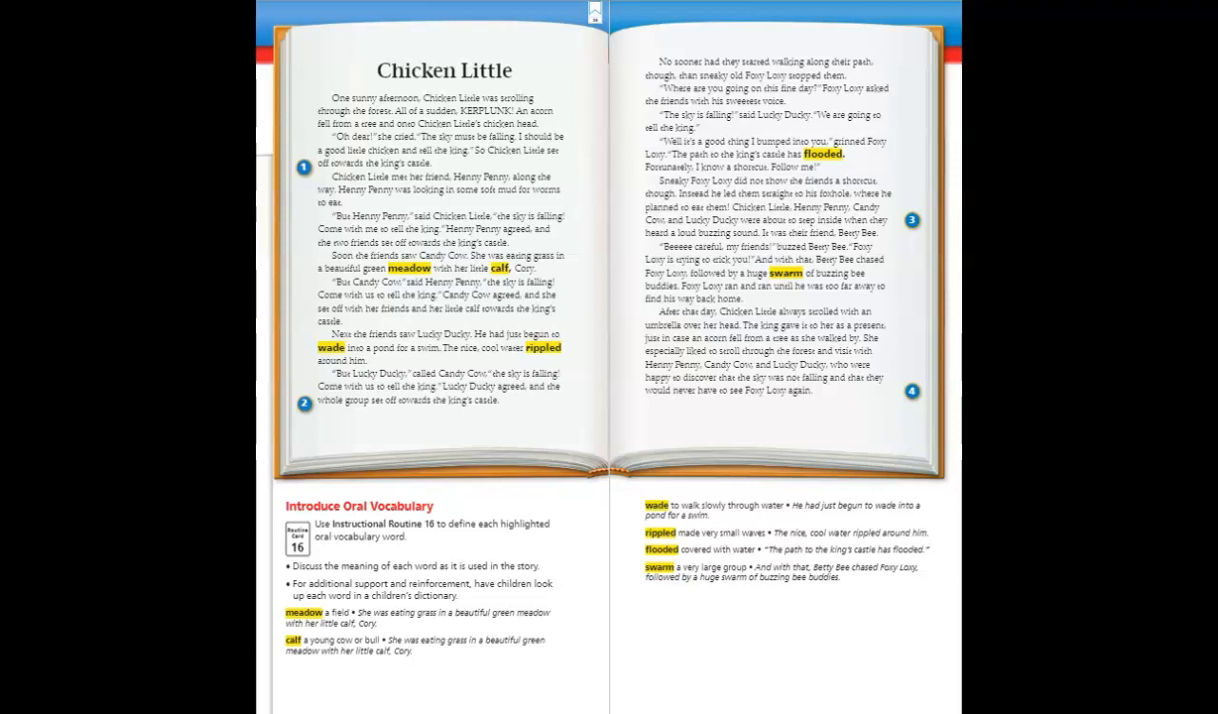Next the friends saw Lucky Ducky. He had just begun to wade into a pond for a swim. The nice, cool water rippled around him. "But Lucky Ducky," called Candy Cow, "the sky is falling. Come with us to tell the king." Lucky Ducky agreed, and the whole group set off towards the king's castle.